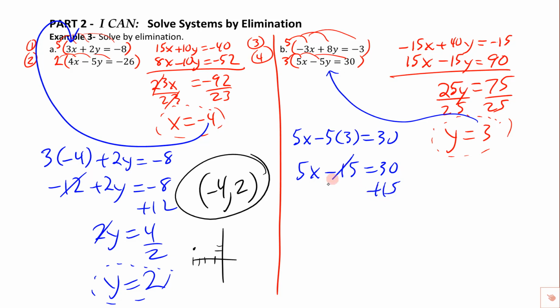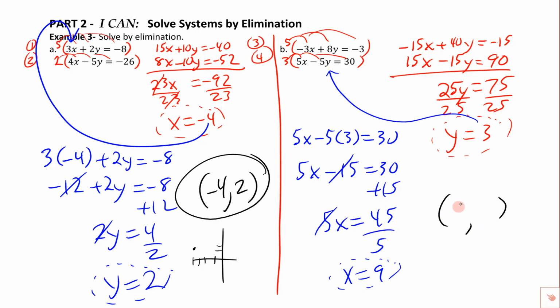We're going to add 15, so we get 5x equals 45. We're going to divide both sides by 5, and we get x equals 9. So I'll put a dotted circle around that one right there, and that is the answer. We write it down as an ordered pair because that's the point where the lines cross. We circle that and we are all set to go.